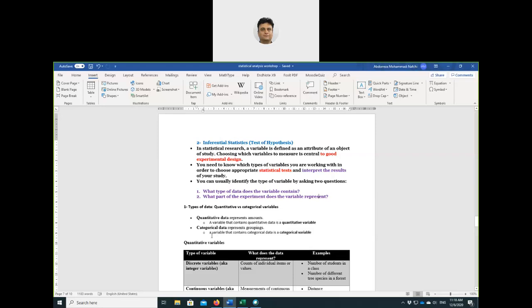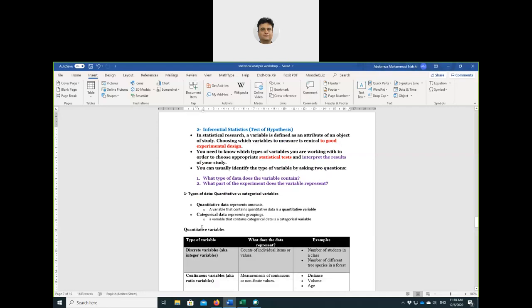A variable that contains categorical data is a categorical variable. Categorical data represent grouping. Quantitative data represent the amount. So is it quantitative or is it categorical?